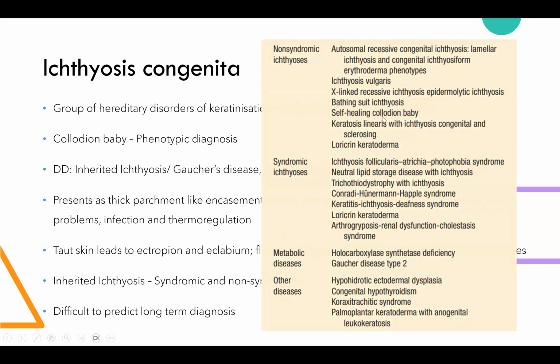This is a classification of ichthyosis congenita, where it is divided into non-syndromic and syndromic ichthyosis. Non-syndromic are autosomal dominant, autosomal recessive, and X-linked. Syndromic are associated with other conditions like keratitis, deafness, heart diseases, lipid storage diseases, immunodeficiency, etc. Metabolic disorders like Gaucher's disease or biotinidase deficiency can also present as ichthyosis. Other diseases are congenital hypothyroidism, and Down syndrome can also present with a colloidal membrane, which is very mild and encountered in a postnatal ward.